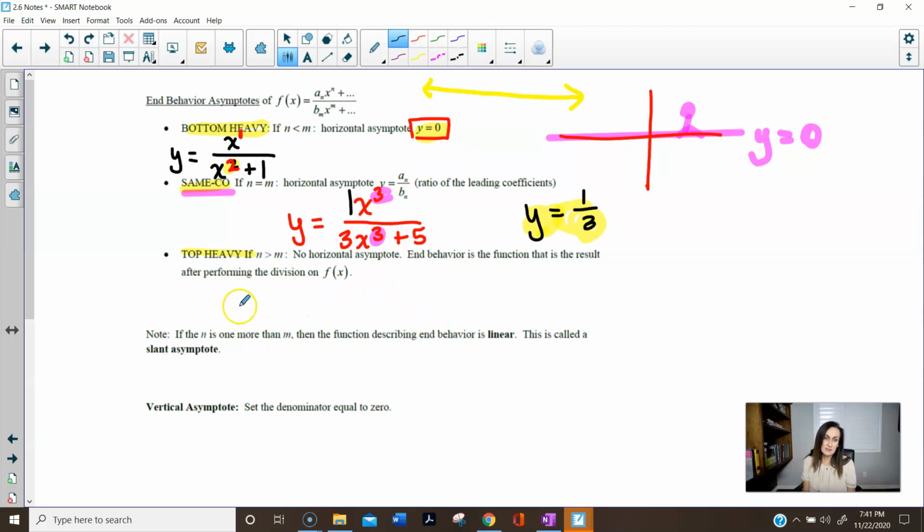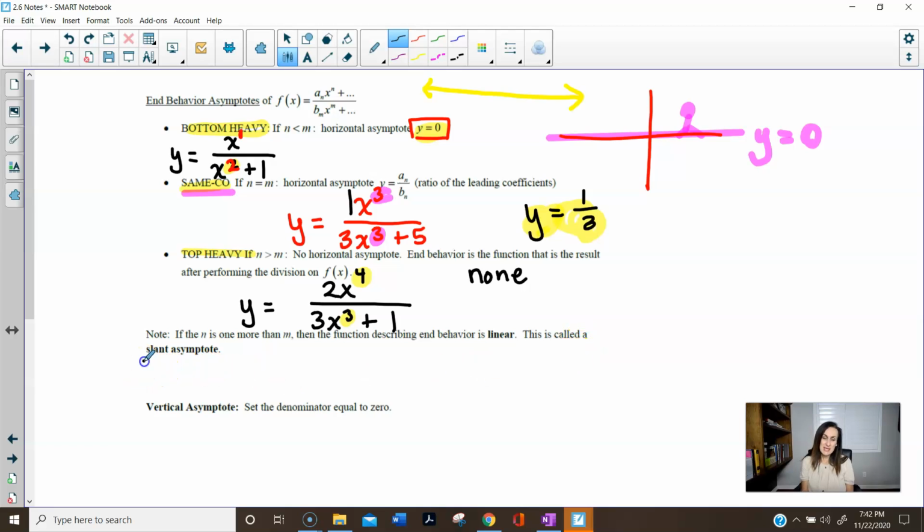So you would have something like y equals, and maybe you've got 2x to the fourth over 3x cubed plus 1. So we have a rational function again. We've got this fractional function. And if you notice, the degree in the top is a 4 and the degree in the bottom is a 3. So this is called top heavy. On top heavy, the horizontal asymptote is actually none. There is not a horizontal asymptote, none.